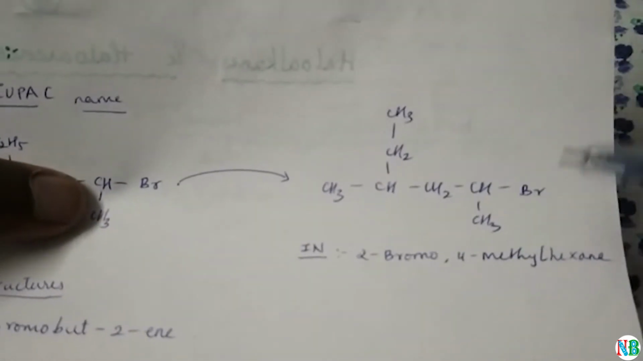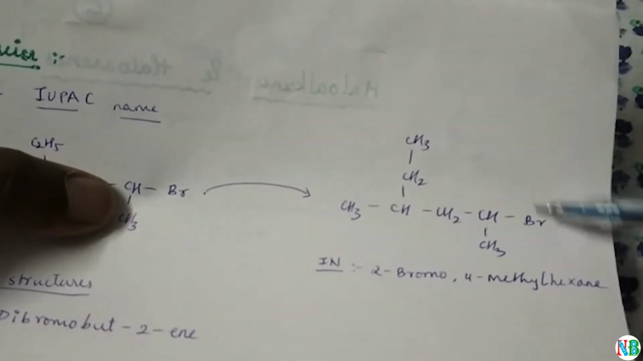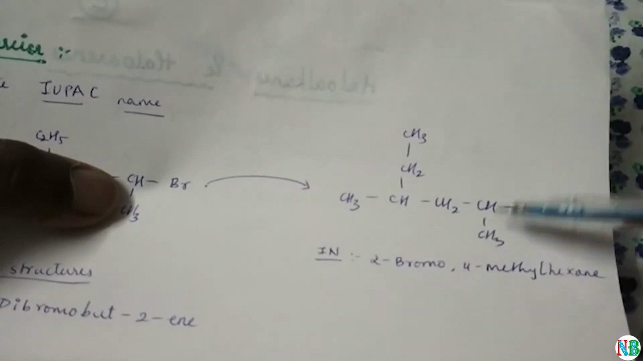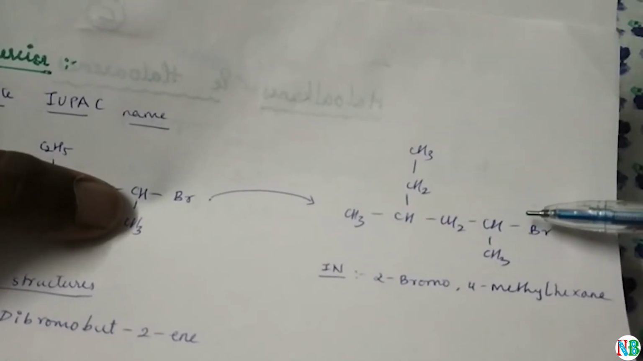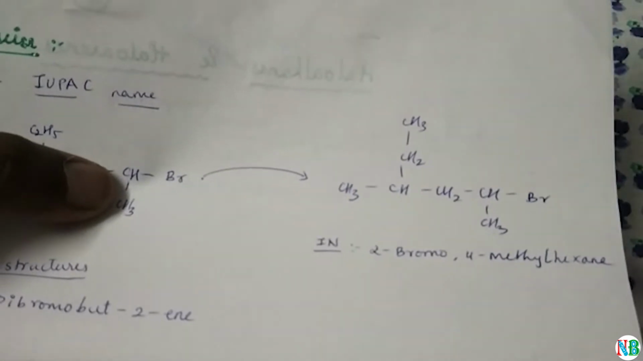But when I write the name of this, it will be very simple. This will be my substituent, this will be my longest chain. So I'll be having 2 substituents, one here, so I can start numbering 1 2 3 4 5 6, and therefore my name would be 2-bromo and 4-methyl hexane. So I hope that's very simple.